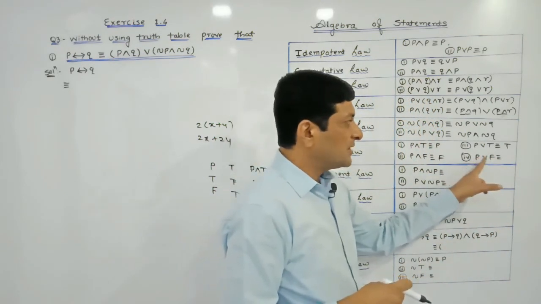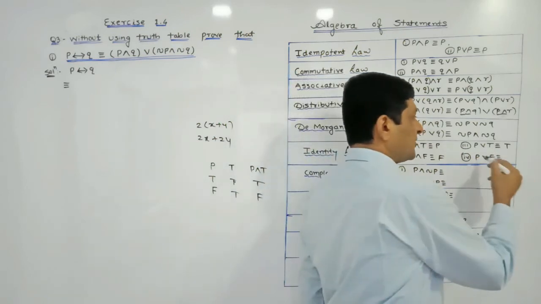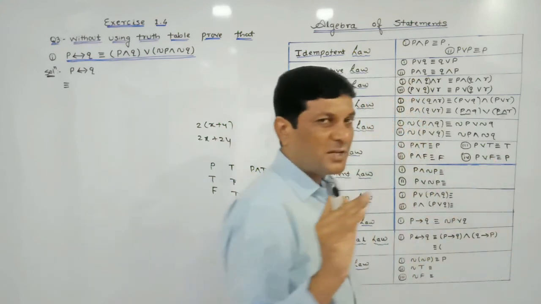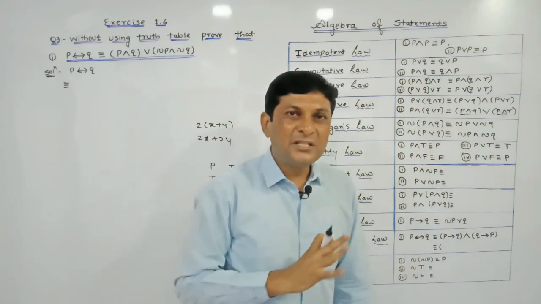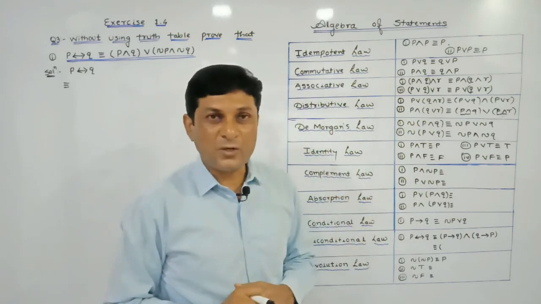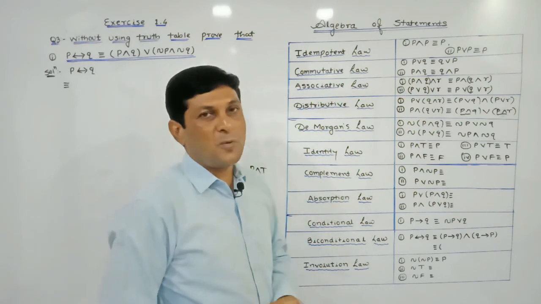If P is true, then 'or' will be true. If P is false, then both are false, that's why the result is false. That means whatever the truth value of P is will be the truth value of P or F. And these four important results are called the identity law. Now let us discuss the complement law.